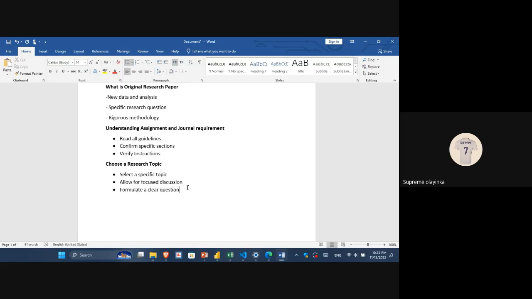Once you find your interest early, the best thing is to read more papers on it, find a research topic, then conceptualize the research topic. That is something new, something novel that has never been done, because this is an original research paper.